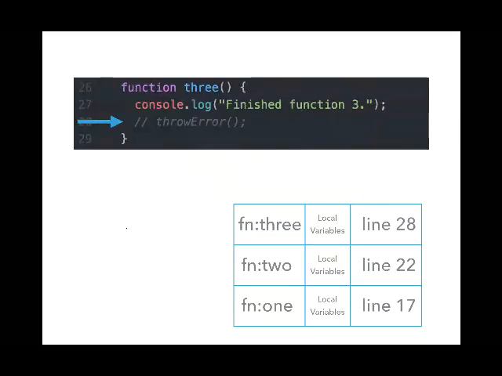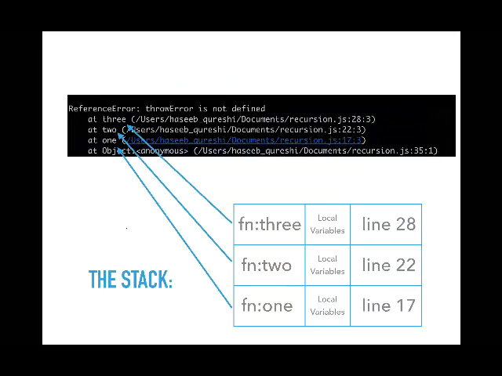So let's say I don't throw the error. Okay, I comment that out. So I've commented out the throw error. Let's go back to where we were, but pretending that the error wasn't there.